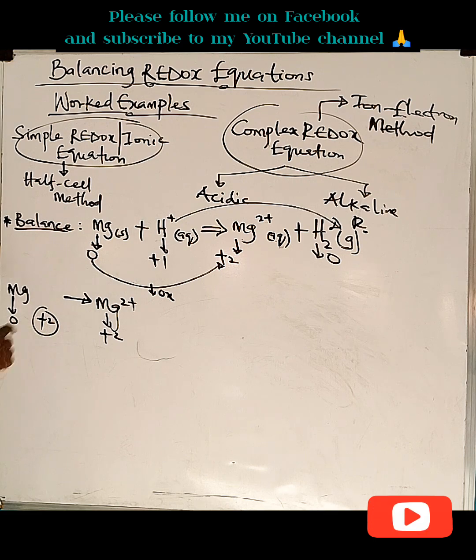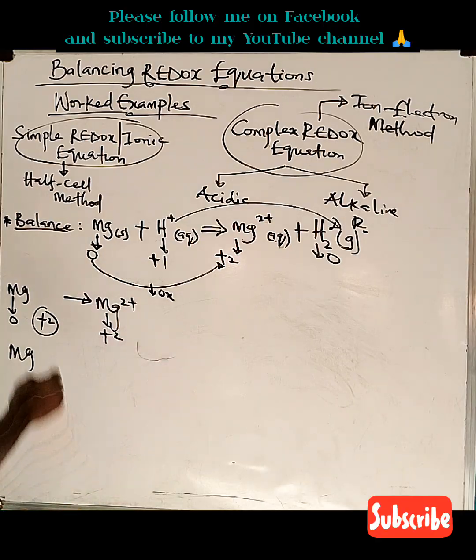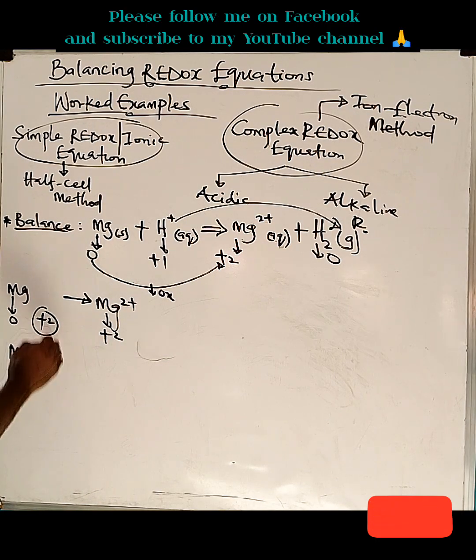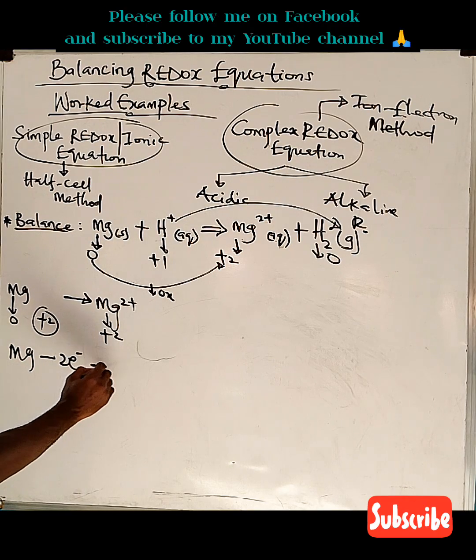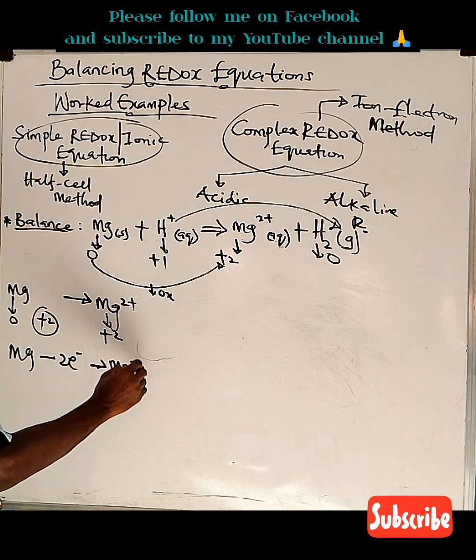That means 2 electrons. So how do we add 2 electrons? Let's see how we're going to do that. Mg, and now electron is minus 1 naturally. So for you to add that, you have to minus 2 electrons. So that is 0 minus 2 times minus 1, that is plus 2, equals Mg2+.